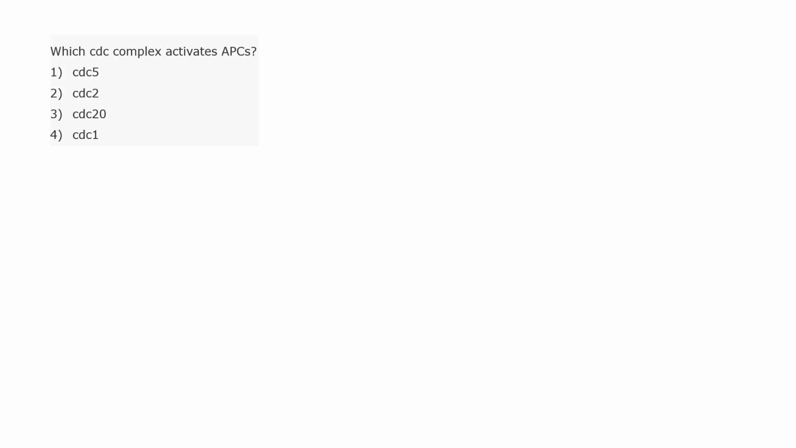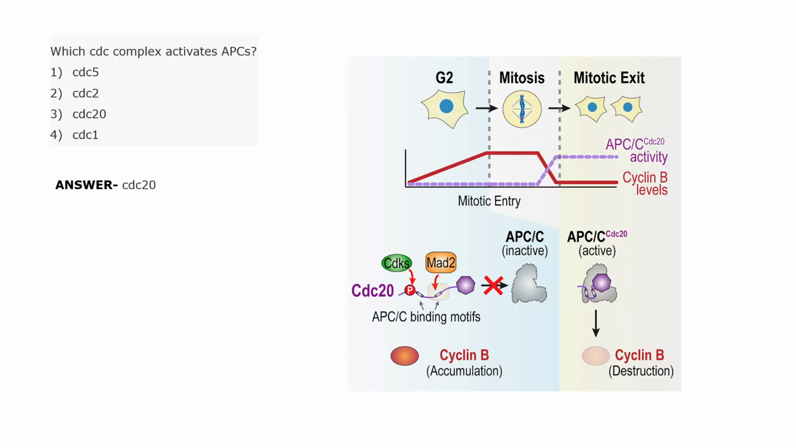Okay, I'm getting option number 2. But the answer to this question is option number 3, CDC20. Yes, you are right. This CDC20 activates APC, thereby regulating the other downstream pathways that are needed in the metaphase to anaphase transition. So I hope this answer is clear. So this is the basic diagram. You can see that CDC20 is there.